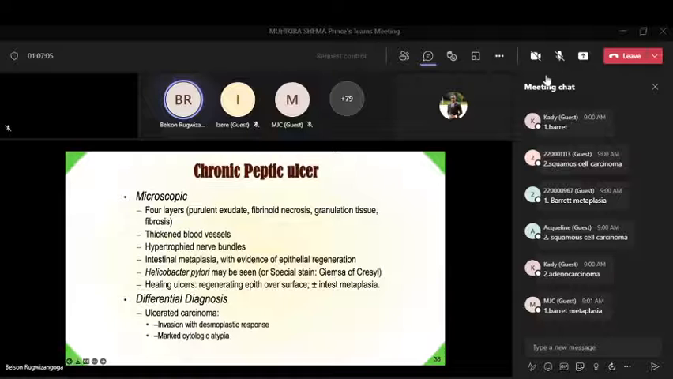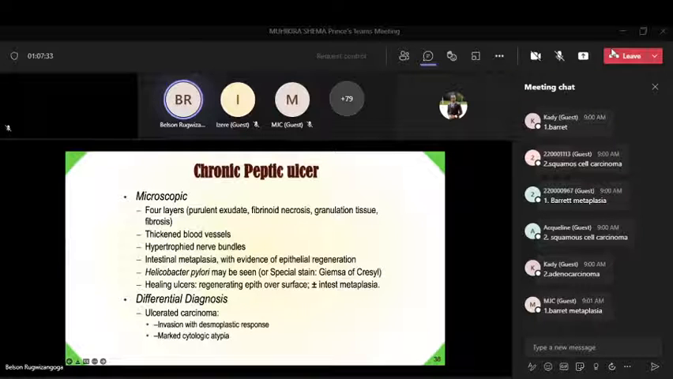So on the microscopy, of course, we look at the 4 layers. You see 4 layers of inflammatory steps. We have a purulent exudate, meaning it has pus, fibrinoid necrosis, granulation tissue, and fibrosis. So fibrosis will be deeper, and the most superficial layer will be purulent. We have thickened blood vessels, hypertrophied nerve bundles, intestinal metaplasia.